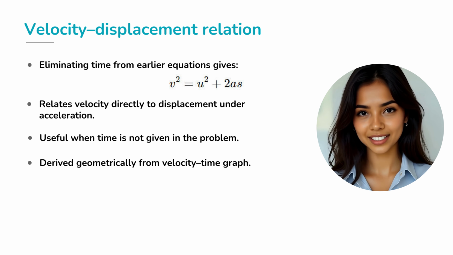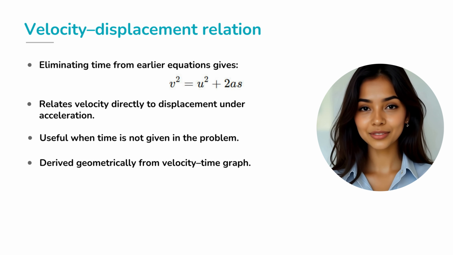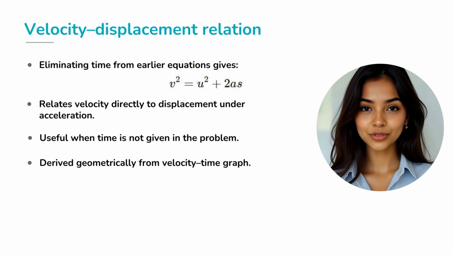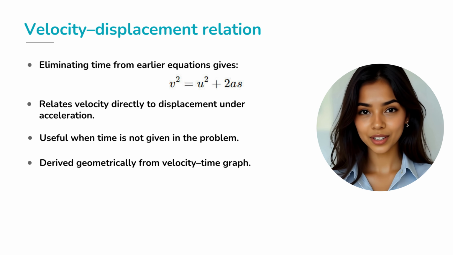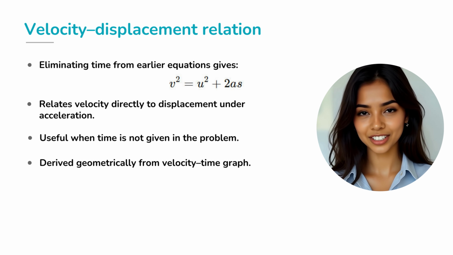It is written as v squared equals u squared plus 2as. This equation directly links the final velocity to displacement without time in the picture. It's particularly useful in questions like how long a car needs to stop if brakes are applied, or what speed an object gains after falling a certain distance. All three equations work hand in hand depending on the data you're given.